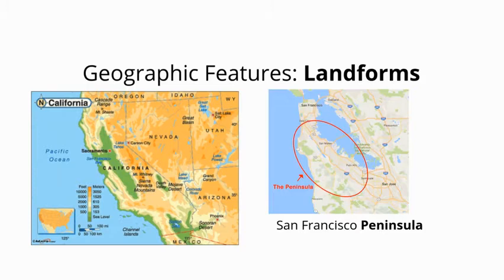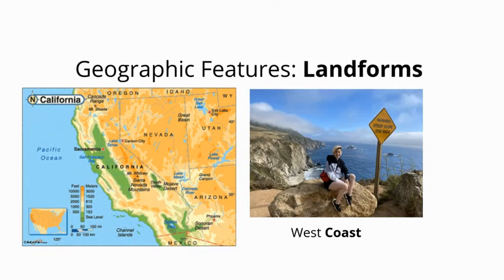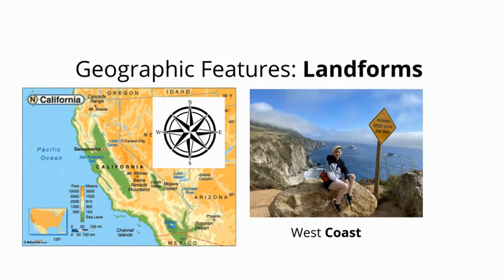If you've ever driven south of San Francisco, you've passed through what's called the peninsula. A peninsula is a piece of land that is surrounded on three sides by water. Our final landform is what's called a coast. You might have heard that California is called the West Coast because it's on the west side of the country. A coast is the area where the water meets the land. Here's a picture of me on the California coast over the summer.